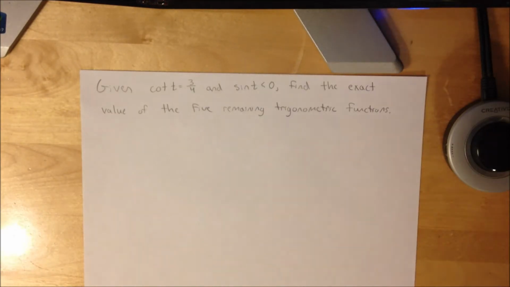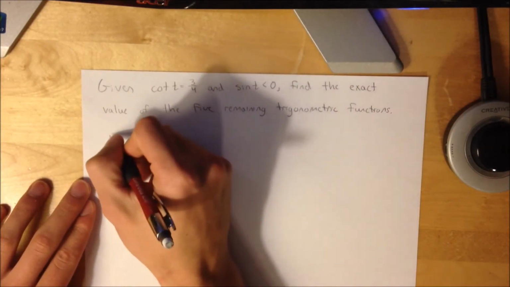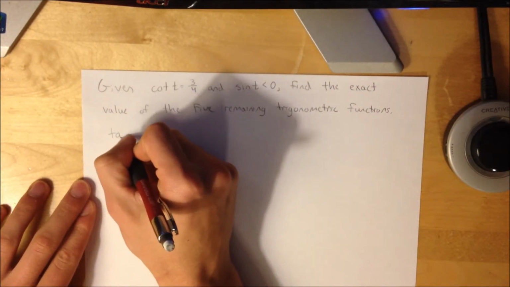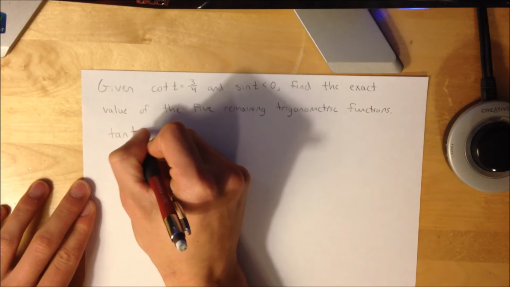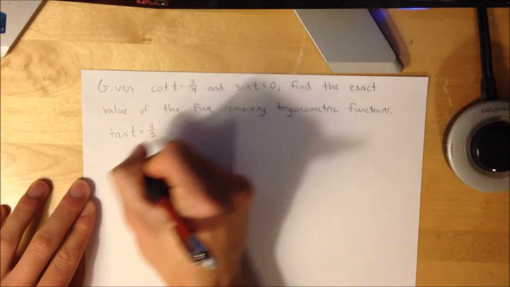Okay, so given the cotangent of t equals 3/4 and the sine of t is less than 0, find the exact value of the 5 remaining trigonometric functions. Well, right away, I know the tangent of t. It's just the inverse of the cotangent, which is going to be 4/3.